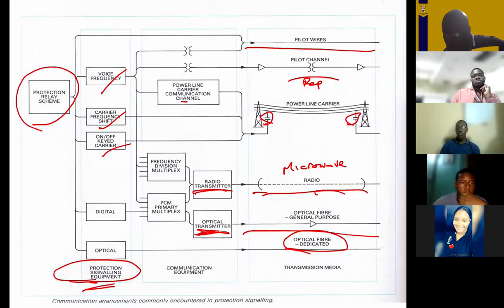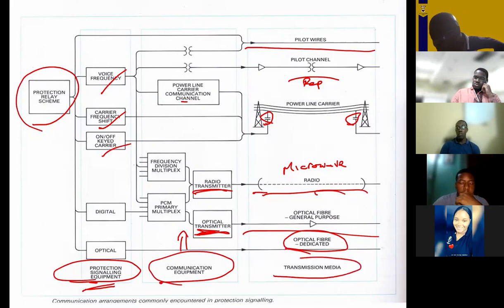All right. And then here is the medium. All right, communication equipment, and then the media that you are transmitting with. And then you simply take this and reverse it at the other substation. So you pick up the media, it comes into the communication, and then goes back to the protection.